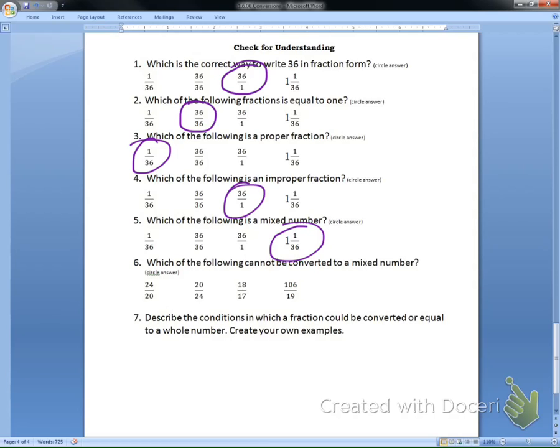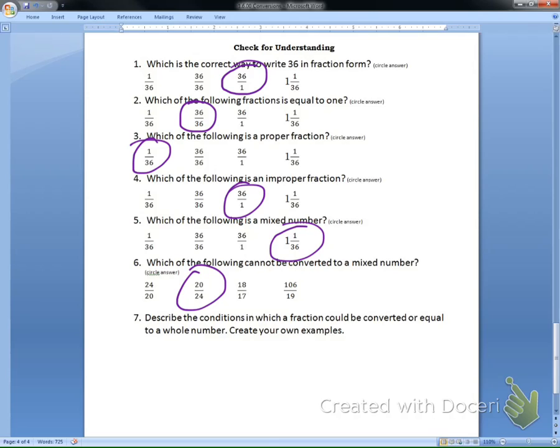Number 6, which of the following cannot be converted to a mixed number? Well, what's the only type of fraction you cannot make into a mixed number? How about proper fractions? So which one of those is a proper fraction? This one right here, because the top number is smaller than the bottom number, or the numerator is less than the denominator. And the final question, it says, describe the conditions in which a fraction can be converted or equal to a whole number, and create your own examples.